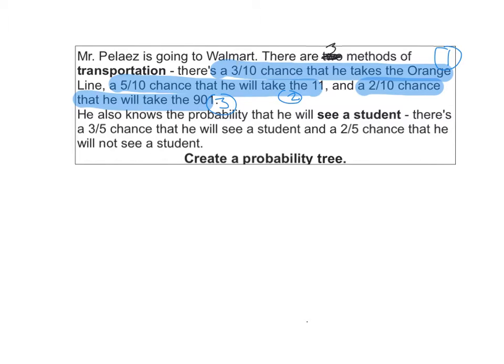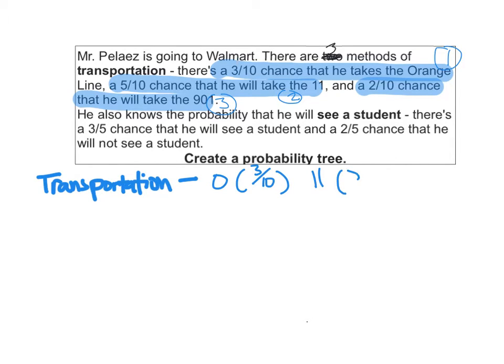So I know that my options for transportation, and I'm just going to write it right here, super short, are going to be the orange line with a probability of 3 out of 10, the 11 with a probability of 5 out of 10, and the 901 with a probability of 2 out of 10. And of course you can simplify these, but I'm not going to simplify this right now because I just want to get to the main work of today.